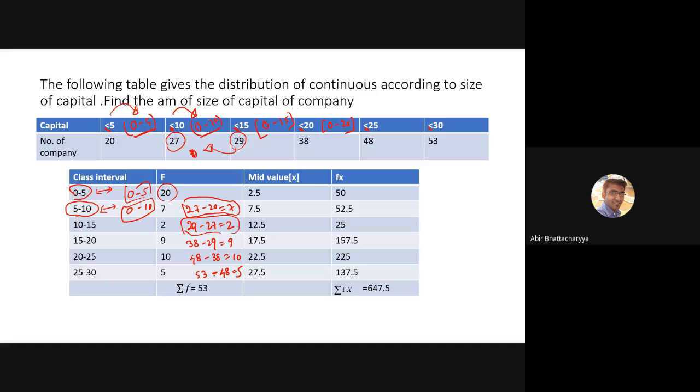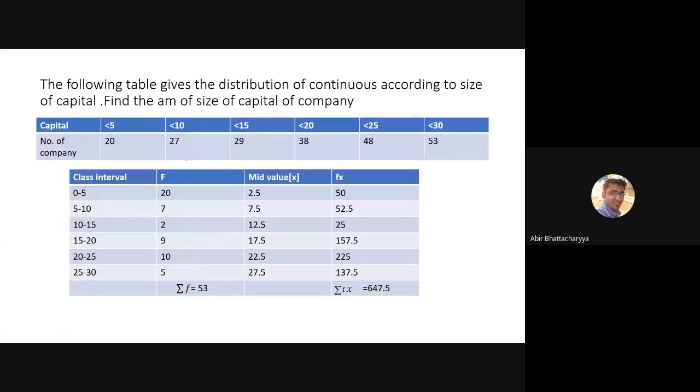But I have to extract the intervals like 0 to 5, 5 to 10, 10 to 15, like that. That's why we subtract. We did not use the whole values 20, 27, 29, 38, 48, 53. What values did we use? 27 minus 20, 29 minus 27, like this. These values we used. Okay, that is the difference.